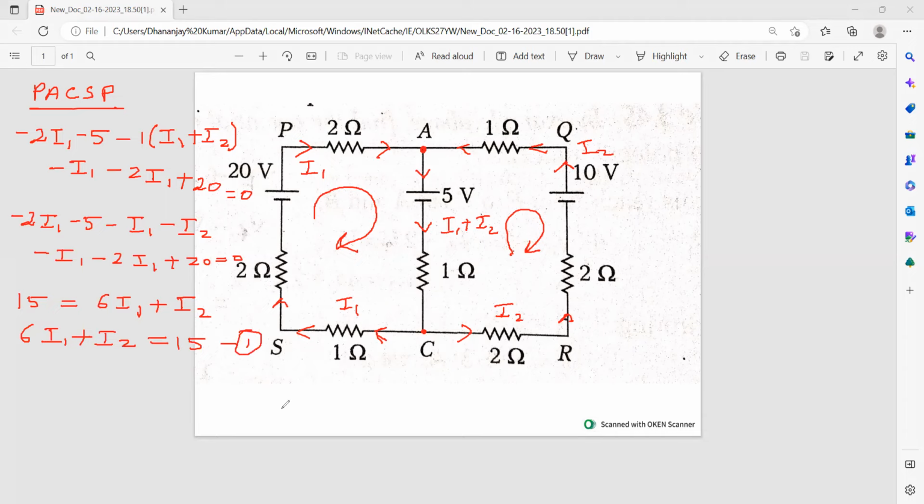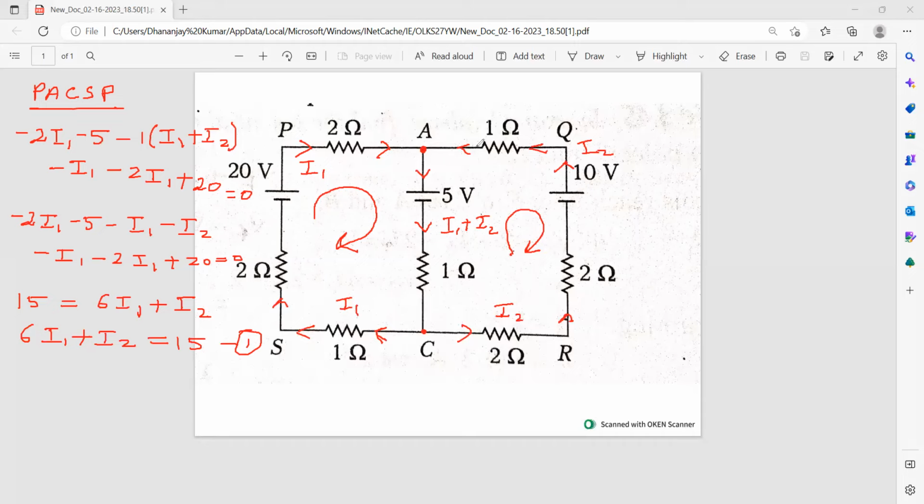Now come to the other loop, this smaller loop. We could have taken another loop also. There is a bigger loop. You could have taken this loop also, P, A, Q, R, C. From this also we can solve it. But let us take this smaller loop. Let us start from the point from this branch AQ.